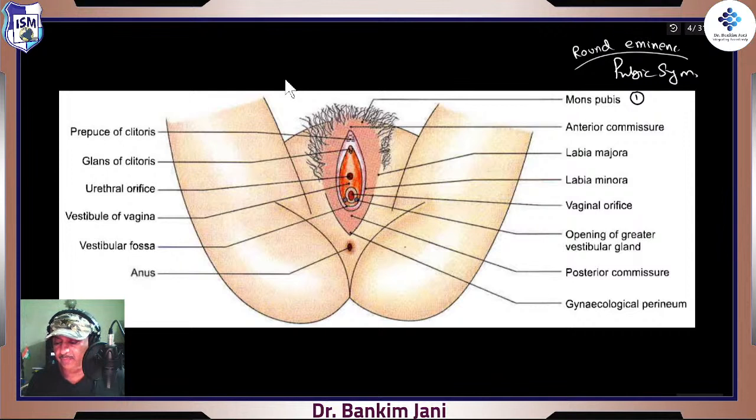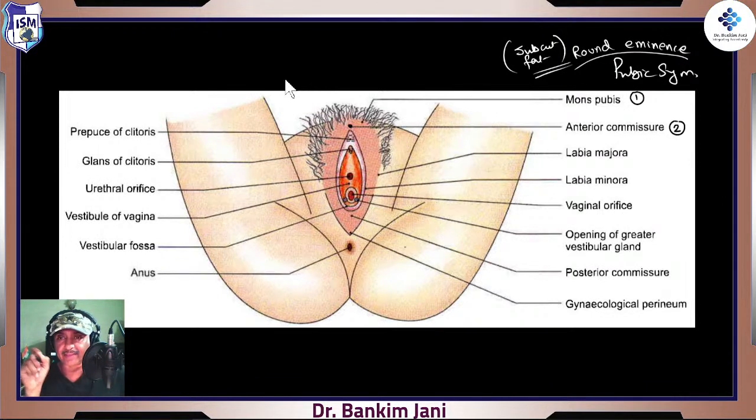And why should it be? Because of subcutaneous fat. Yes, this fat definitely has to do with the hormonal changes. Moving on to the second part. This is the mons pubis, that's the prominence. The second part we'll be discussing is what is called the anterior commissure. That area, this is the anterior commissure.